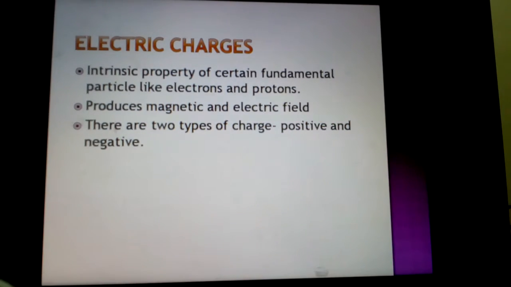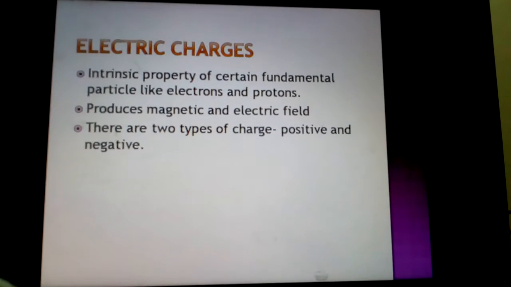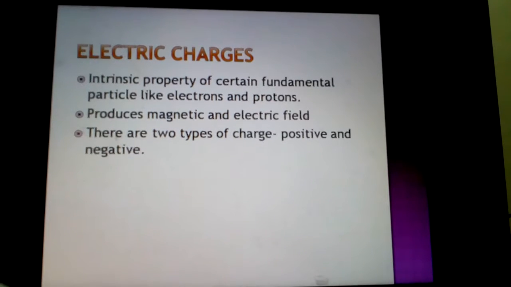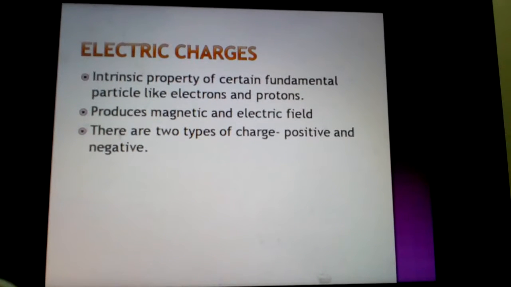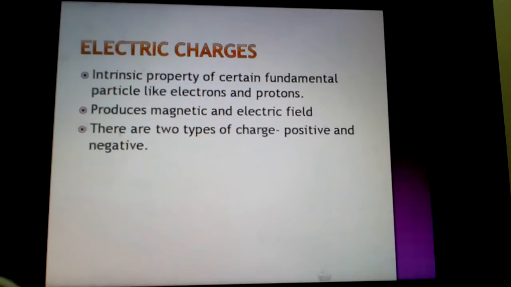First of all, we are going to discuss electric charges. These electric charges are the intrinsic property of certain fundamental particles like electrons and protons. We know that electrons and protons are present inside the atom. These electric charges have the capability to produce magnetic as well as electric fields. There are two types of charges, positive and negative charges.